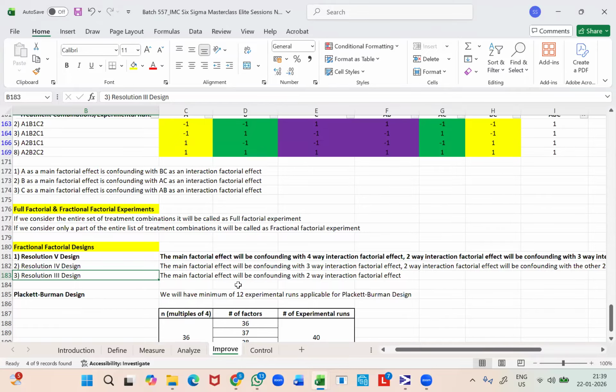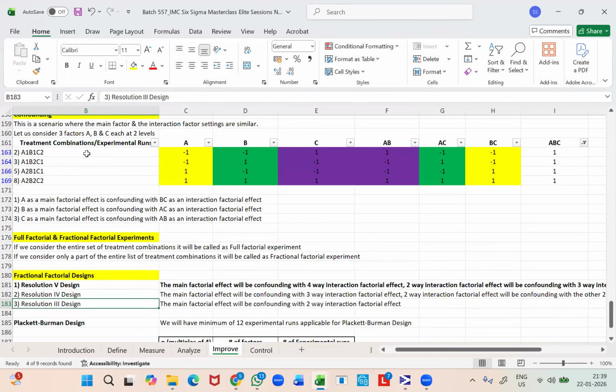And this is exactly what we actually considered for this confounding example, right? So we considered 3 factors. It's like resolution 3 design, right? So what is the confounding technique? So the main factorial effect will be confounding with two-way interaction factorial effect. So this is what is written here. Main factorial effect will be confounding with two-way interaction factorial effect. And we will be willing to sacrifice validation of the three-way interaction factorial effect in resolution 3 design. But then you can get a question only on resolution 5 design.